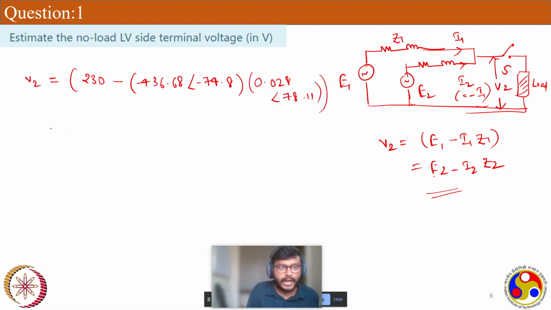Okay, so please calculate this, and we can also tally this answer from the other expression, which is E2 minus I2 Z2. That can also be done. Maybe someone of you can try the second one while I try the first one, and then we will see whether we both get the same answer. So let me calculate this one first.